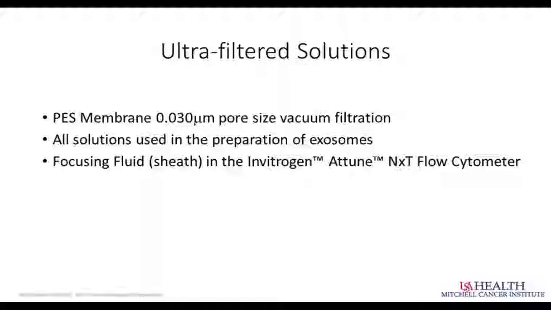Traditionally, sheath fluid is only filtered down to about 100 nanometer particle size. And that's roughly the same size as exosomes. By using a PES membrane that has only 30 nanometer pores, all of the solutions really don't have any debris particulates that are larger than the size of the particle we're looking for. We believe, and we've noticed a huge significant difference in sensitivity of the instrument when we're able to do this ultrafiltration, and think that it's really a key point in making this much more successful.